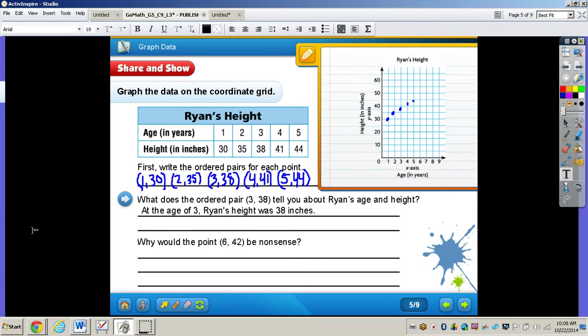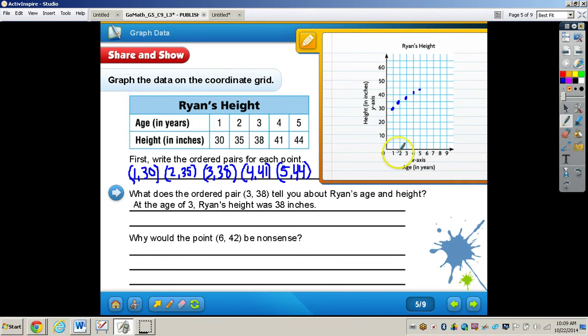Okay, now let's take a look at the next question. What does the ordered pair 3, 38 tell you about Ryan's age and height? And we can see that at the age of 3, okay, we see 3, which deals with the age in years. At the age of 3, that Ryan was 38 inches. Okay, so let's write that down in your Go Math book.